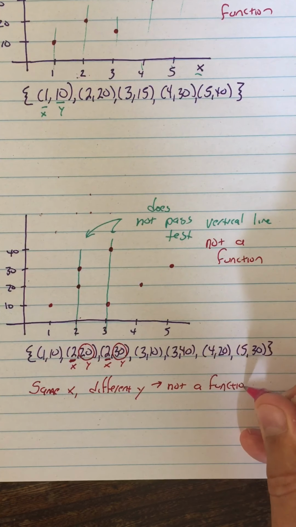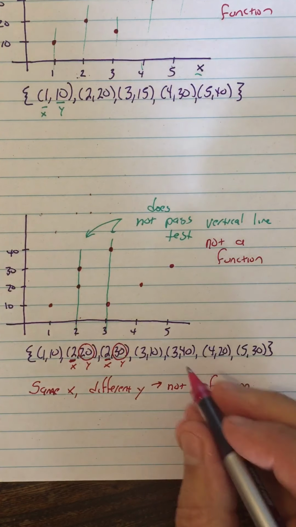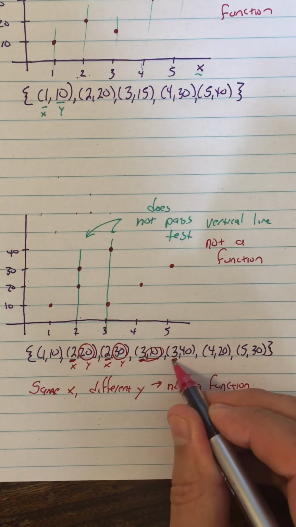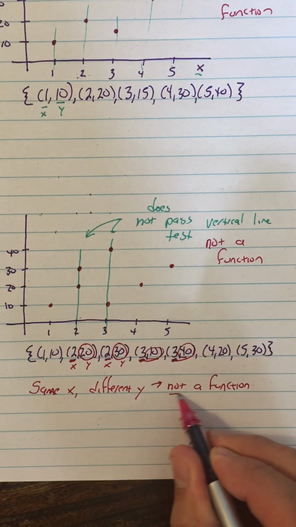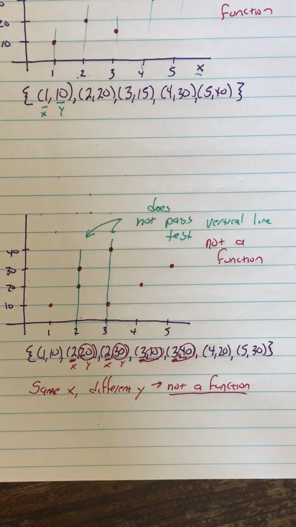And that's basically just another way of saying this same rule. All right, same x, different y. Where else do we have? Here we have same x, different y. Therefore, it's not a function. But you only have to have that once. It's already not a function.